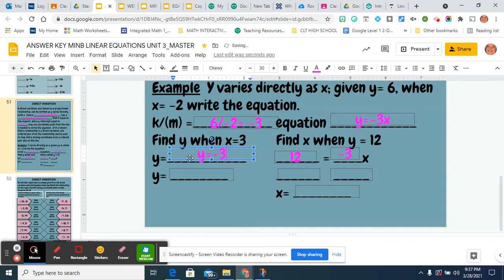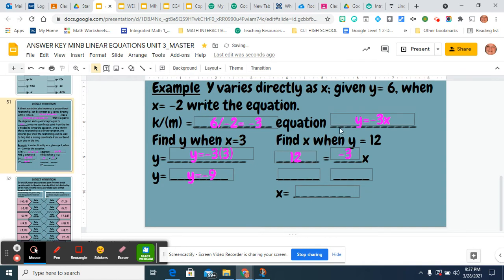So we know y, that's what we're looking for. It's equal to -3, and we know the x is 3. So we just multiply it, and we'd have y equals -9. So in other words, we know the equation is y equals -3x. If we want to find the value of the y-coordinate, knowing the x-coordinate is 3, we substitute that information into the equation, y equals -3 times 3, and we're going to get y equals -9. So 3 and -9 together would be a coordinate point on this direct variation.